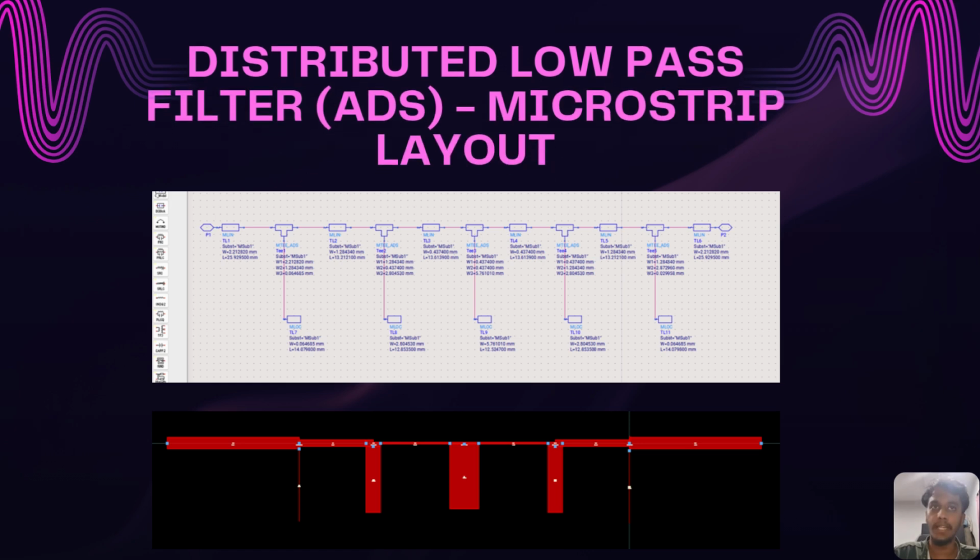Moving on to the physical realization of our low pass filter, this slide presents the final microstrip layout that we generated in ADS. Below the schematic, you can see the actual 2D layout generated by the software. The red areas represent the physical copper traces that will be printed onto the PCB board.